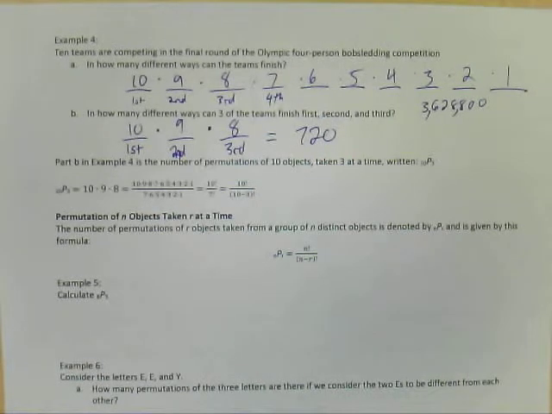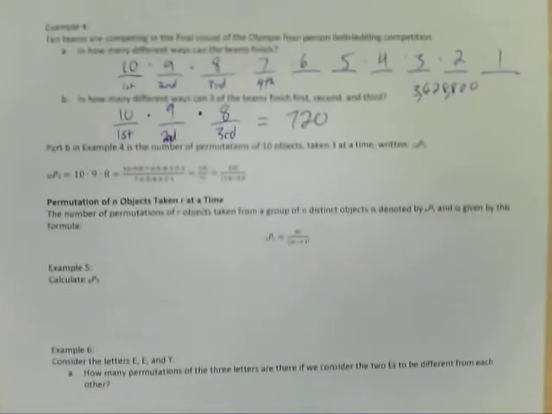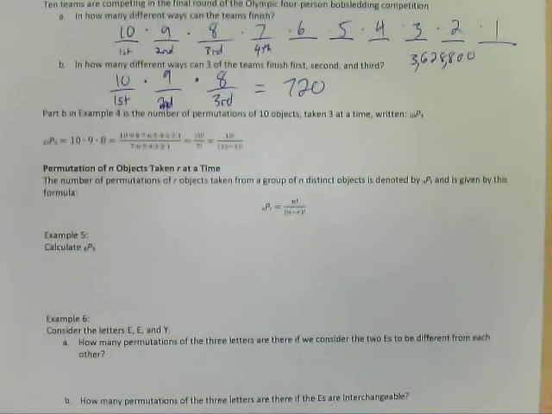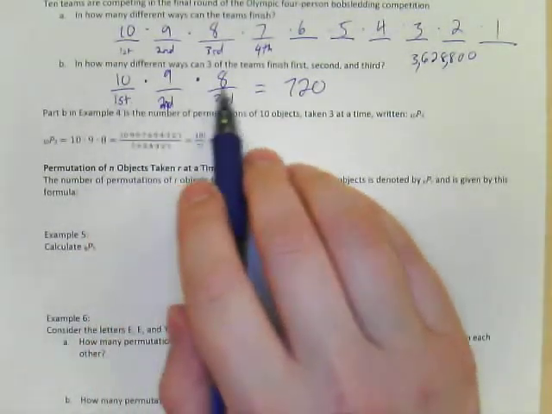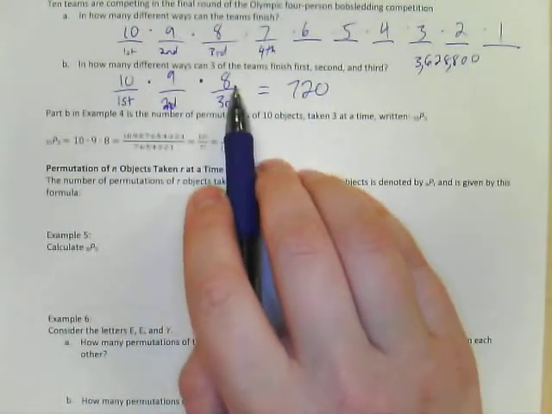So what we did here is something called a permutation. So we chose 3 objects from a group of 10, objects being places that the teams can finish. And this is where order matters. So we care about which one's in first, which one's in second, and which one's in third. This is called a permutation. And so what we did here is we calculated only 3 of the 10.